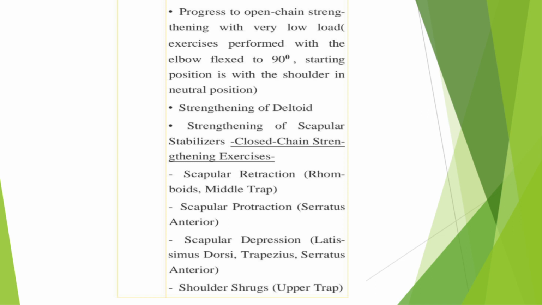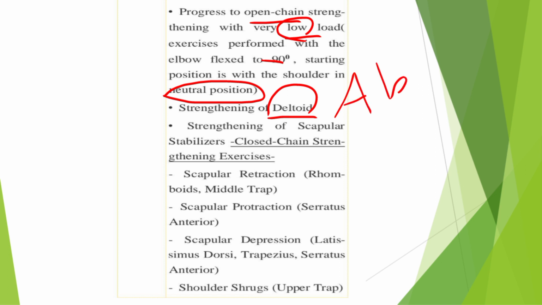Next, from closed chain exercises, progress to open chain strengthening with low load. Always remember, with low load. With the elbow flexed to 90 degrees, the starting position is with the shoulder in the neutral position. Also do strengthening of the deltoid muscle. The deltoid muscle's work is to do abduction.